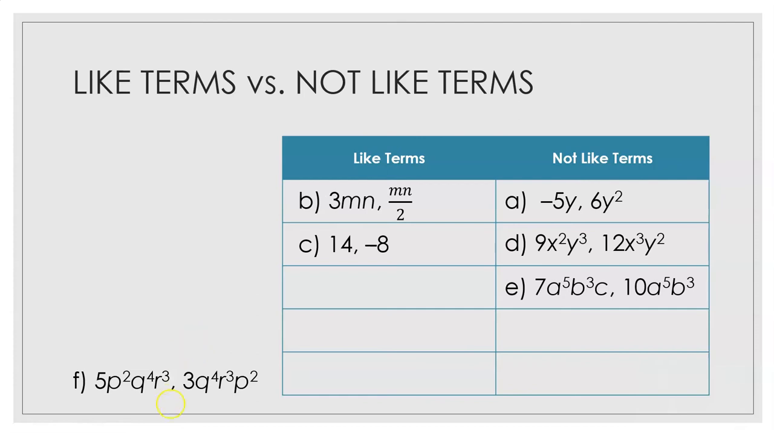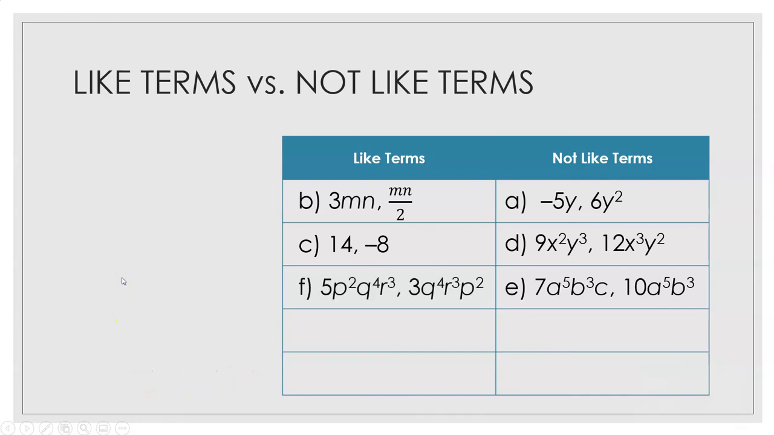And the last one is 5p to the 2nd, q to the 4th, r to the 3rd, and 3q to the 4th, r to the 3rd, p to the 2nd. These are like terms because even though they're in a different order, they both have a p squared, they both have a q to the 4th, and they both have an r to the 3rd. The order doesn't make a difference. They are like terms.